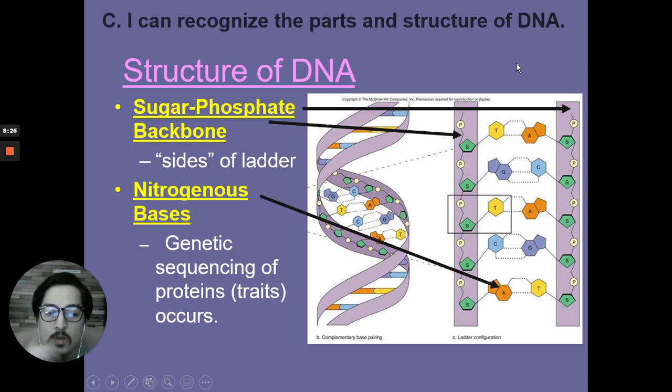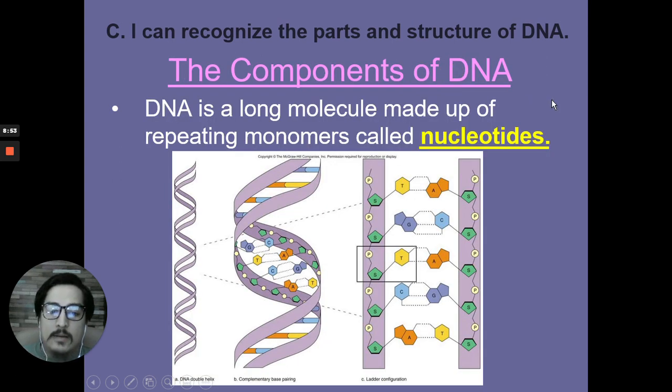So let's move on. Actually, before I move on, let me just remind you, the sides are called the sugar phosphate backbone, and the middle is the nitrogen bases. Now, as it says right here, the genetic sequence occurs here. The important part is the nitrogen bases, because we all have the same sugar phosphate backbone, but we don't all have the same bases. Okay, let's move on to the next thing. Copy this down. It's just one word.